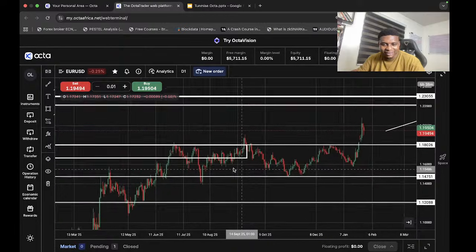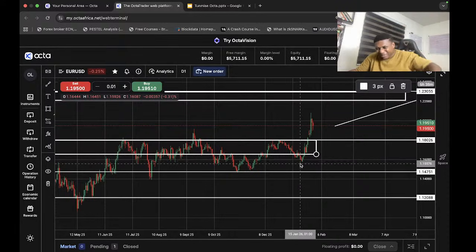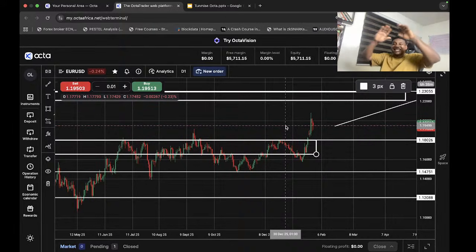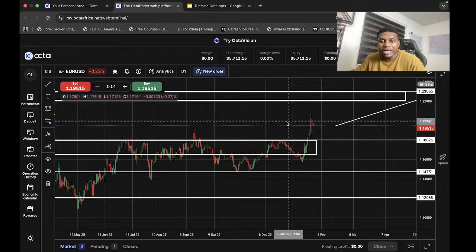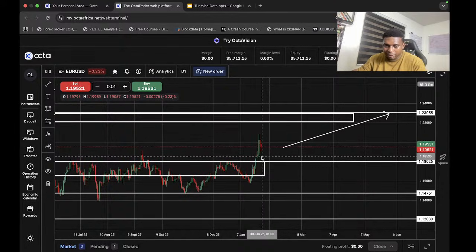Can you see that? The same level where we had consolidation last time and a breakout occurred is the same level where we are having a repetitive event, almost simulating exactly what happened in 2020-2021. Now we can see that history is repeating itself here. I'm sorry, humans are repeating history here.